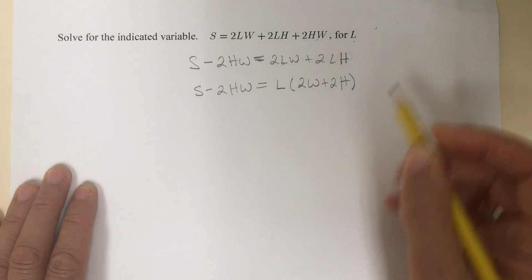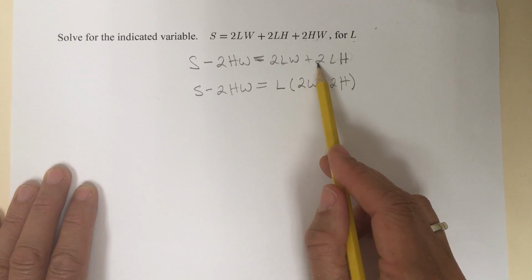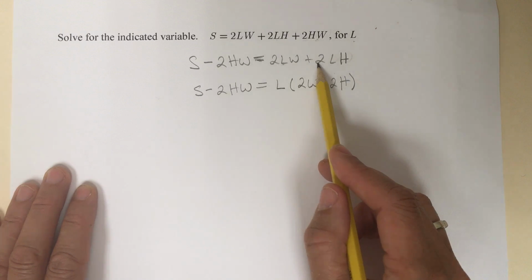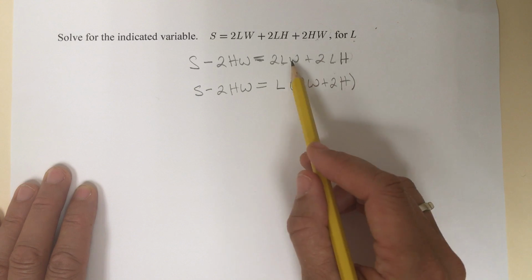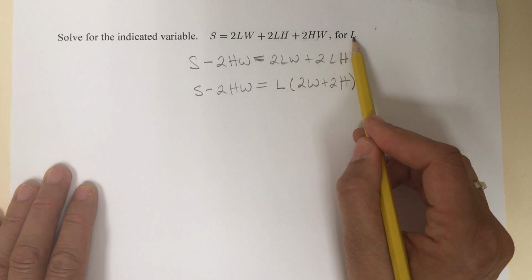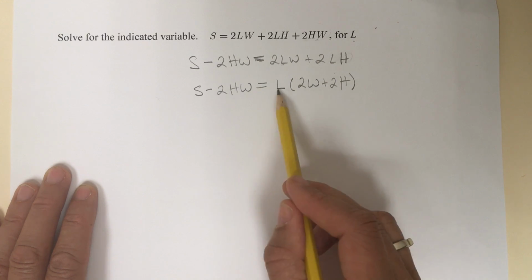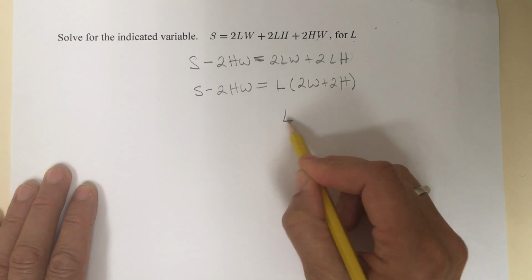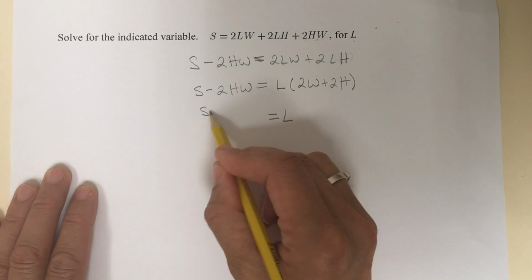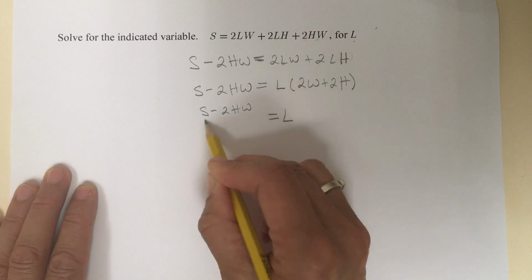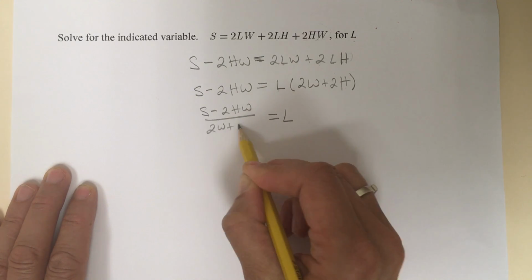Now you may notice and be asking yourself, well, why not factor out the 2? You can if you want to. The answer is going to look a little bit different, but it's going to be a valid answer. But the critical thing that I'm after is I'm trying to solve for L, so I need to get L written one time. So I factored out the L. Then the last step is I'm going to divide both sides by the quantity 2W plus 2H.